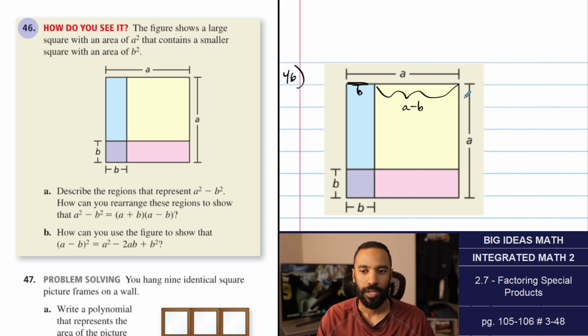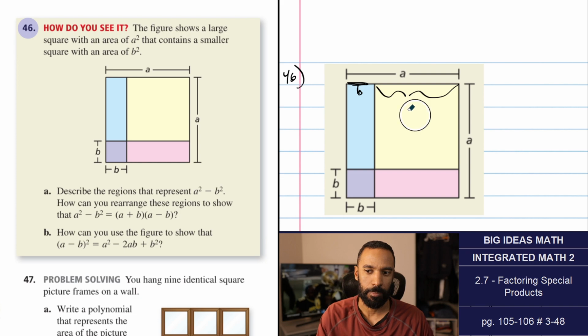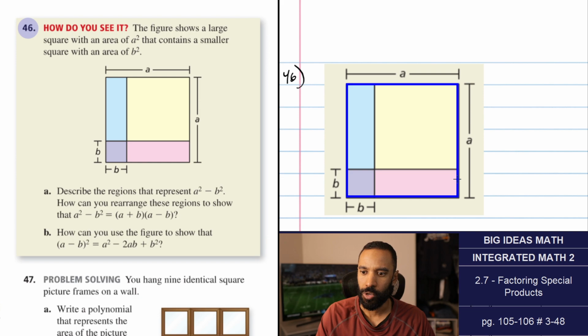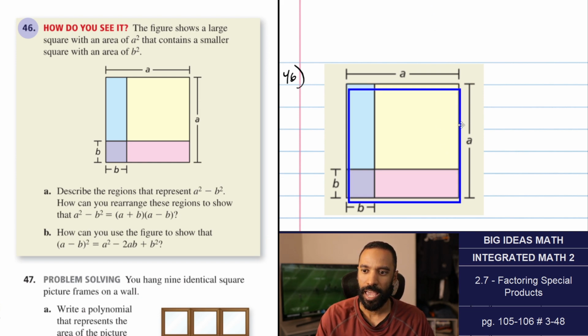Oh, I'm sorry. Well, okay, so hold on. I'm overstepping. Let's first talk about the a squared minus b squared portion. A squared is the big guy. So if I'm going to overlap it, let's use the square tool, I'm going to overlap it with a blue square here. So this guy is a squared.